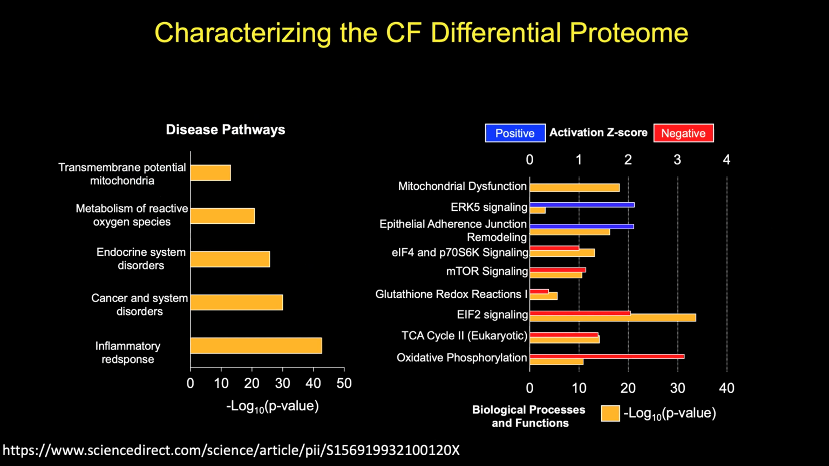Now, using ingenuity pathway analysis, we looked at potential dysregulated disease pathways in CF ductal cells and the upstream signaling pathways. Disease pathways included endocrine disorders and inflammatory response as being potential dysregulated pathways, and upstream canonical pathways leading to changes in the proteome included epithelial junction remodeling as positively impacted, and suppressed EIF2 signaling and oxidative phosphorylation that led to the differential proteome that we saw.